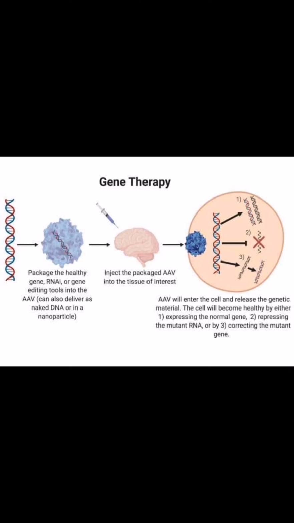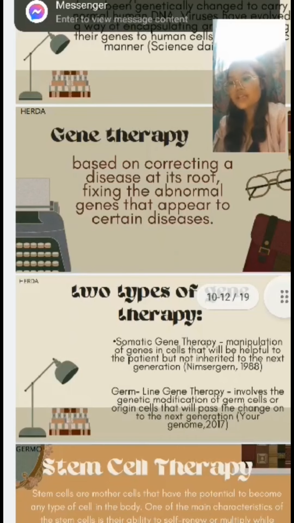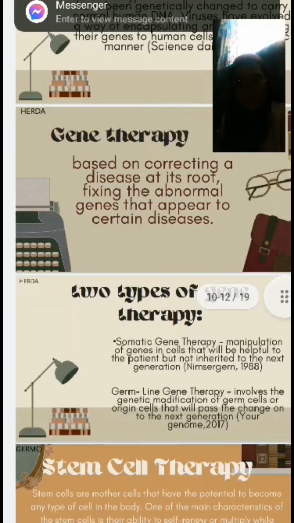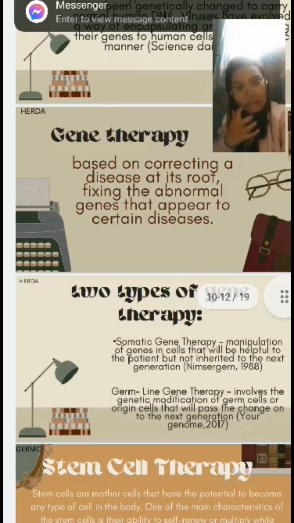Gene therapy is based on correcting a disease at its root. It is a way of fixing the abnormal genes that appear in certain diseases. From the word itself, gene means hereditary, and therapy means something that is used to cure or treat certain diseases.